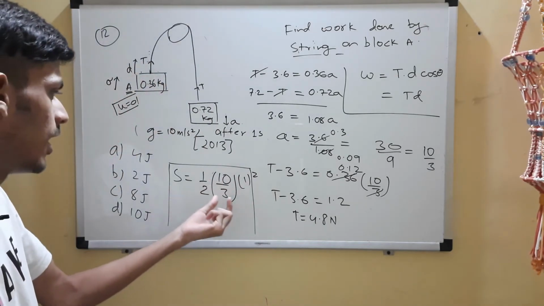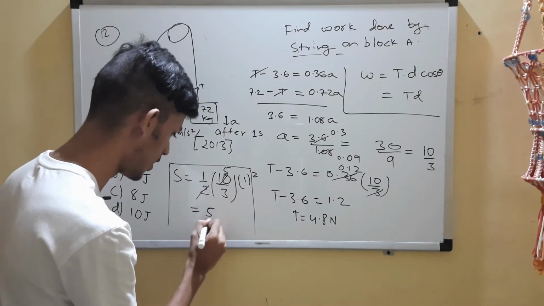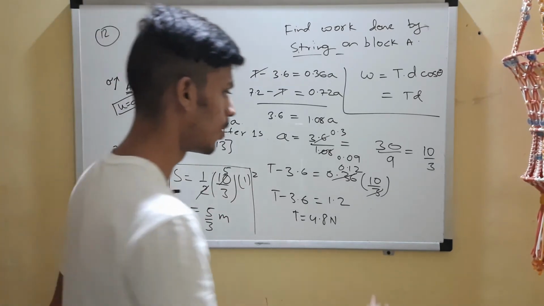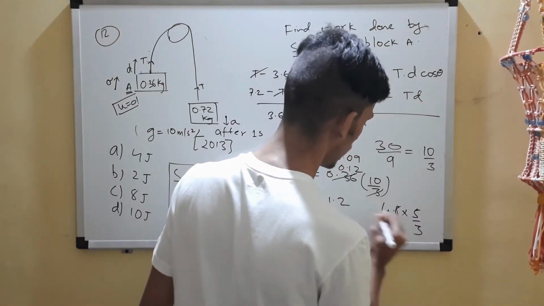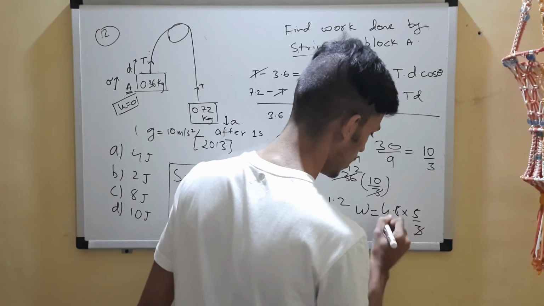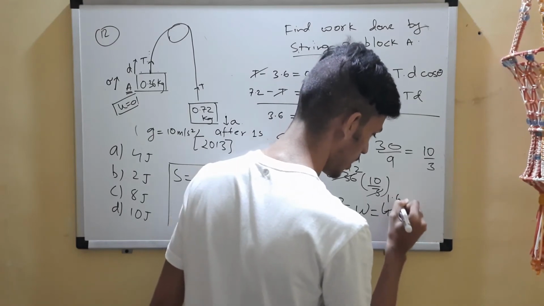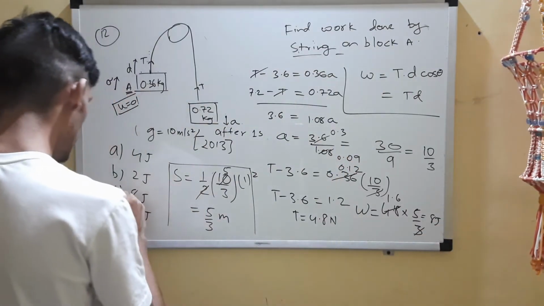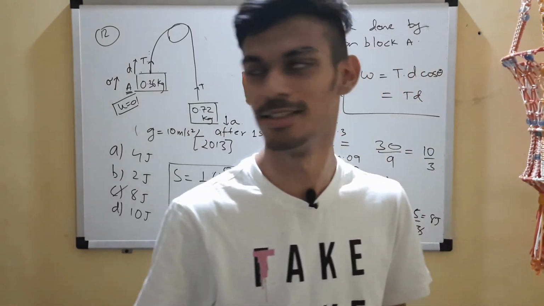So half a t square, with t as 1 second, so 5 by 3. The displacement is 5 by 3, and into 4.8, that will give us our work. So 3 ones are 3, 3 sixes are 18, 16 fives are 80. So that will give us 8 joules as the correct answer. Okay, let's move to the next question.